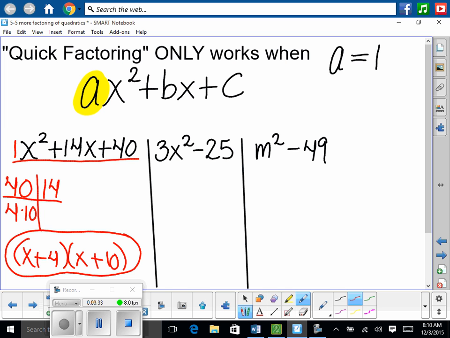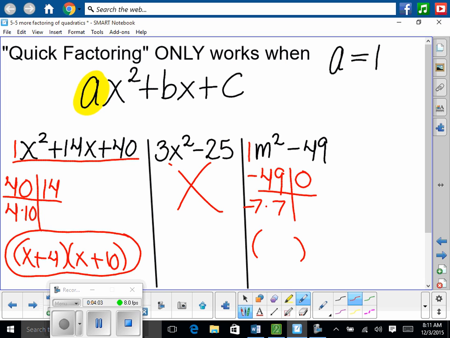Could we quick factor this one? No. If you did, you'd get it wrong. You can't quick factor. That's why we learned the long way yesterday, because you have to be able to long factor the rest of the year. Can we quick factor this one? Yes, because our A value is 1. So we're looking for what multiplies to be A times C, so what multiplies to be -49 and adds up to be B? Well, B is 0. So 7 times 7, and one of them has to be negative. We know we can quick factor because A is 1.